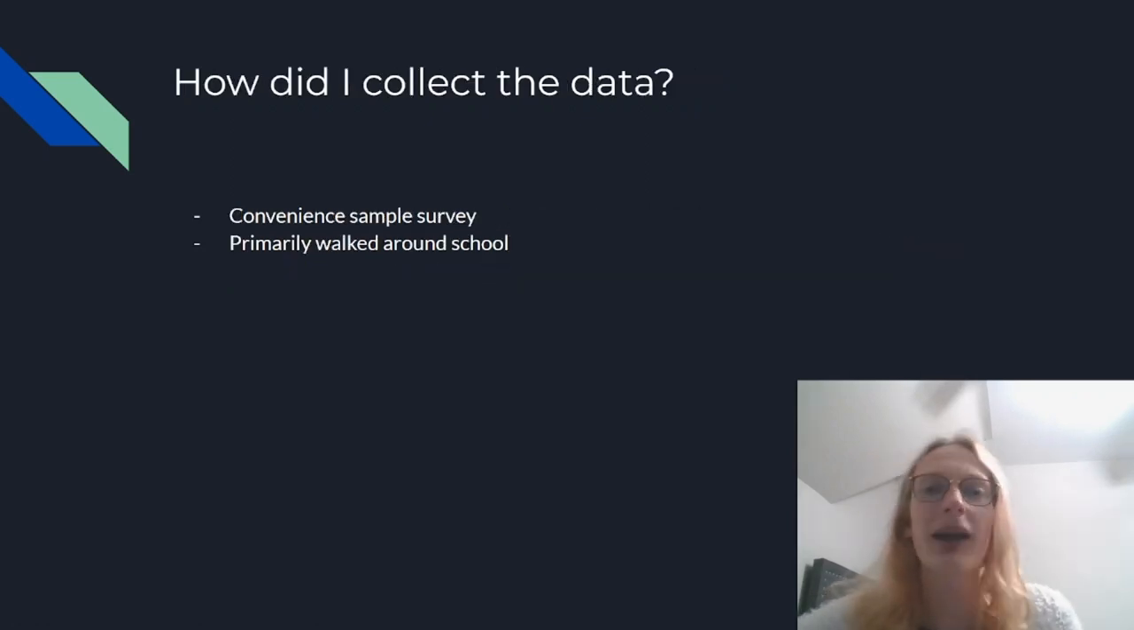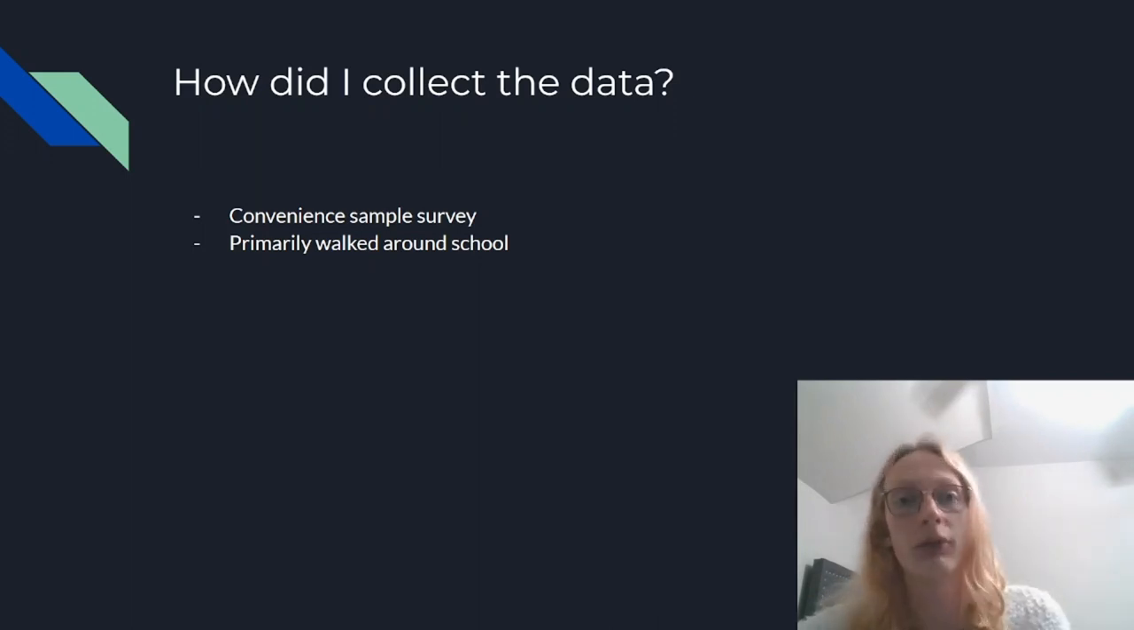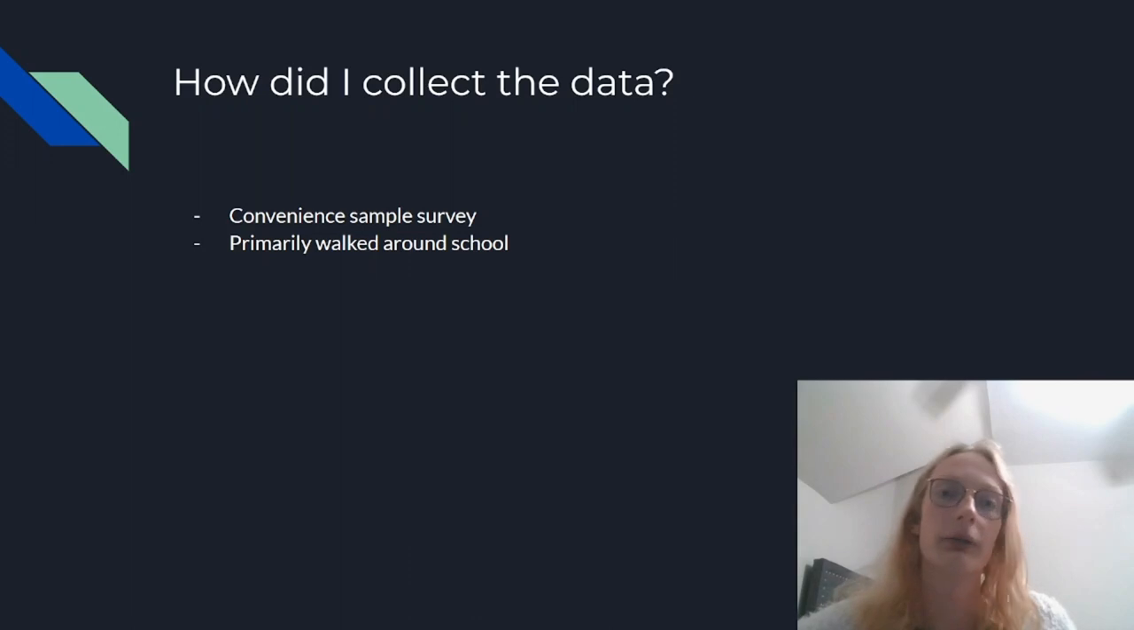So next, how did I collect this data? I had a convenient sample survey, which means I had a survey that I just asked anybody who was available to fill it out. So that means I asked all my classes, all my family, all my friends. And primarily, I got most of my results by going around the school and asking different teachers if they could post the survey into their respective classrooms, which means I got a lot of results from that.